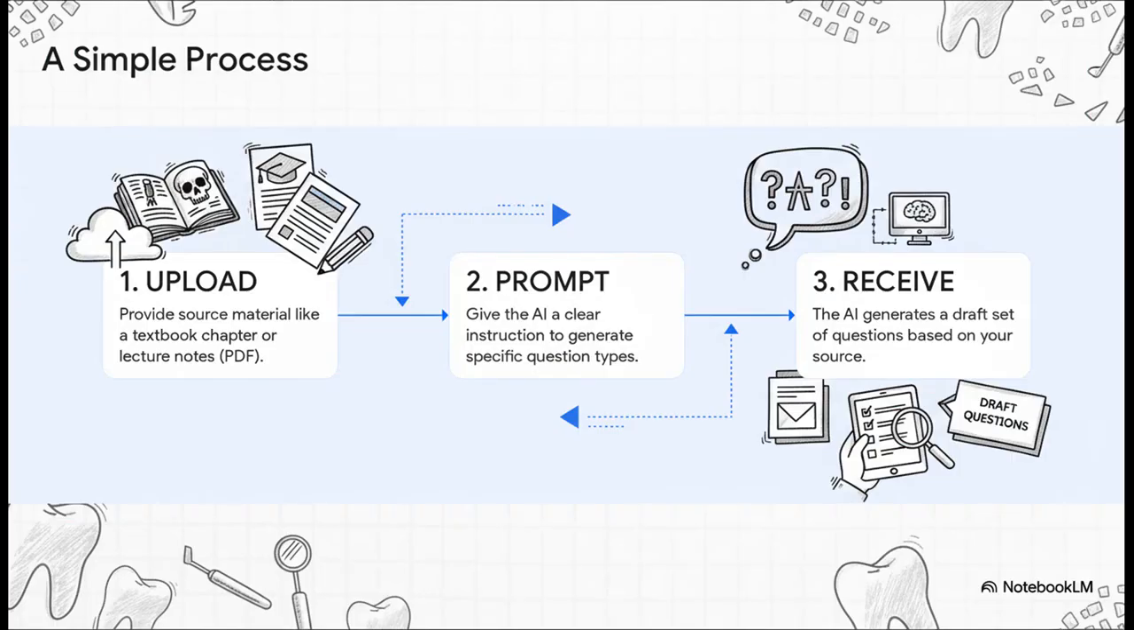The basic process here is actually remarkably simple. It's really just 3 steps. First, you upload your source material. This could be anything, a chapter from a textbook, your own lecture slides, whatever. Second, you prompt it. You just give the AI a clear, specific command. And third, you receive a first draft of questions that you can immediately start working with.